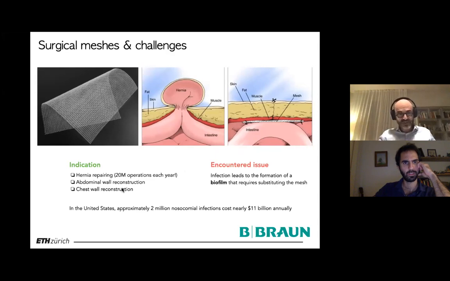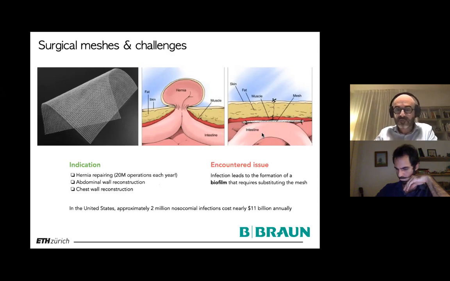Usually when I'm in an audience, I ask whether there are people in the room that have one of those, and there's always at least one person. So this is a very frequent operation, 20 million operations each year. This is really huge. What is the problem? From time to time, too often, of course, some infection can happen during the surgery. This means that a biofilm will form, and the only way to solve that would be to reopen, clean and change the mesh. So this is a disaster for everybody, of course.